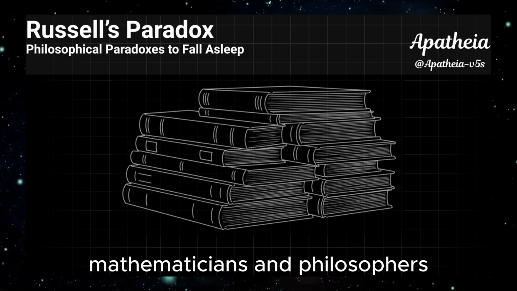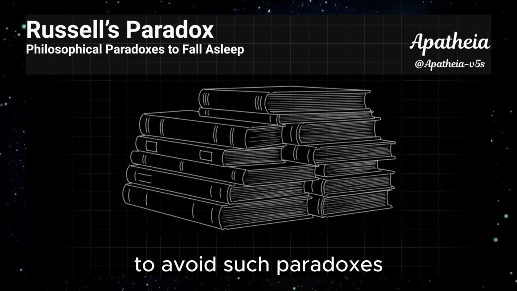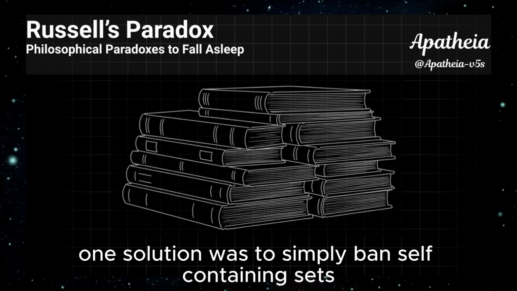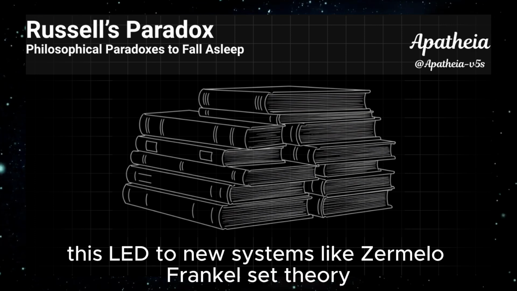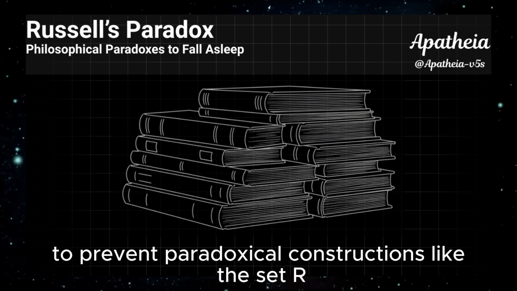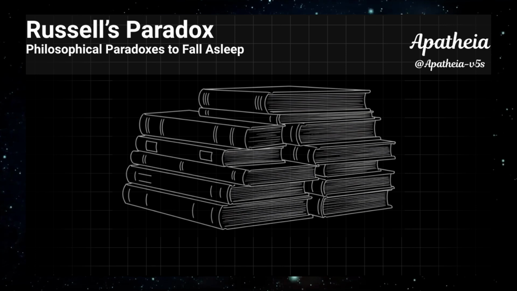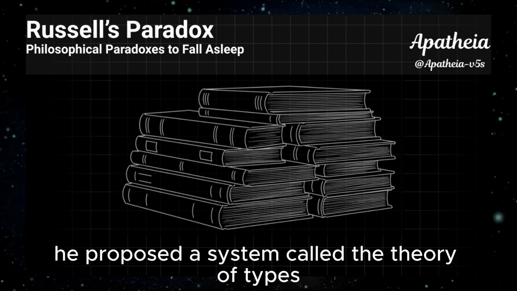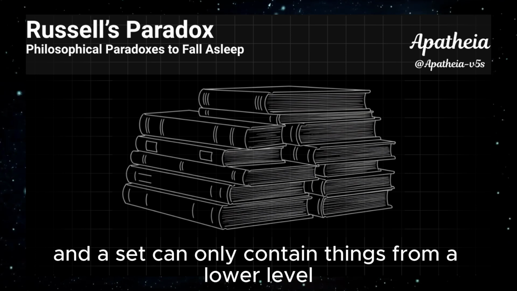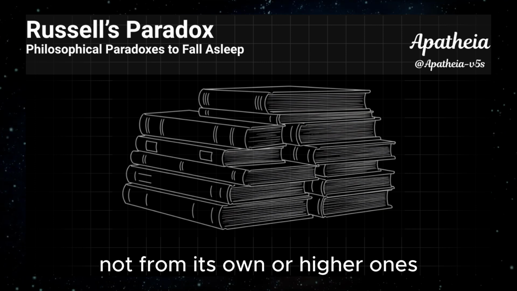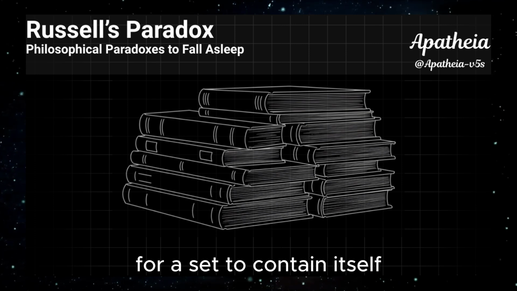From that moment on, mathematicians and philosophers realized they needed to rebuild the foundations of logic with stricter rules to avoid such paradoxes. One solution was to simply ban self-containing sets. This led to new systems like Zermelo-Fraenkel set theory, which laid out rules to prevent paradoxical constructions like the set R. Another solution came from Russell himself. He proposed a system called the theory of types, where sets are organized into levels, or types, and a set can only contain things from a lower level, not from its own or higher ones. This made it logically impossible for a set to contain itself.